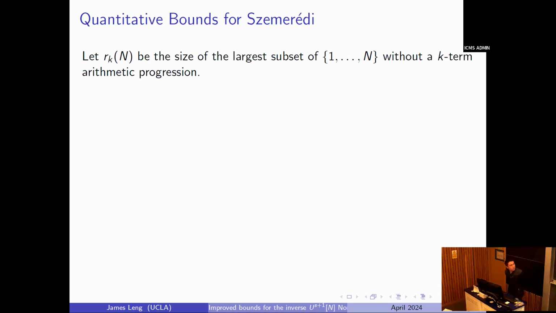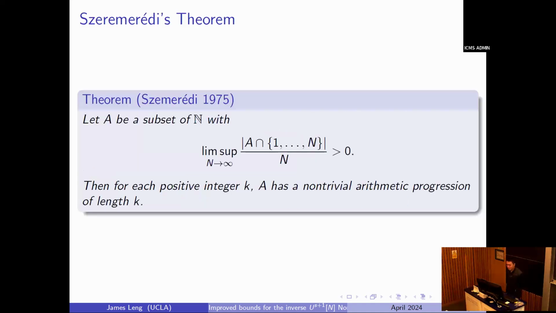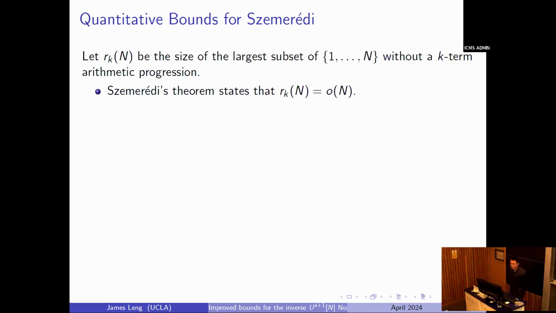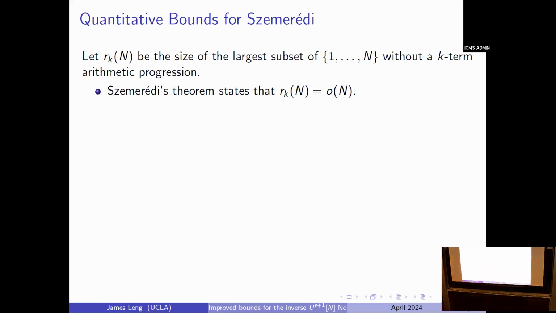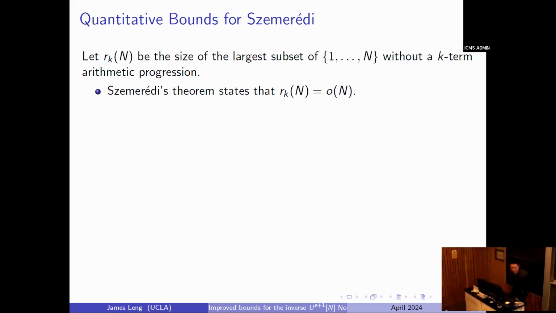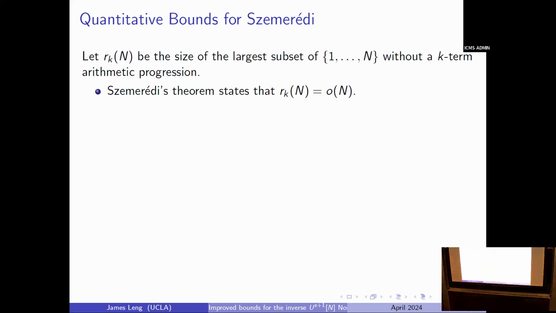For quantitative bounds for Szemerédi's theorem, it's not super obvious to do at first, but the way you would do it is as follows. What you do is you let R sub k of n be the size of the largest subset of 1 to n without k-term arithmetic progressions. And then what that result from before implies is that R sub k of n is little o of n. So for quantitative bounds, you could ask, what can you say beyond little o of n?